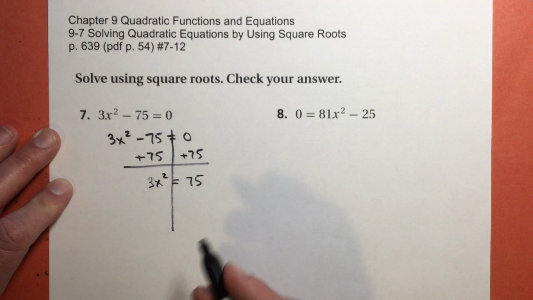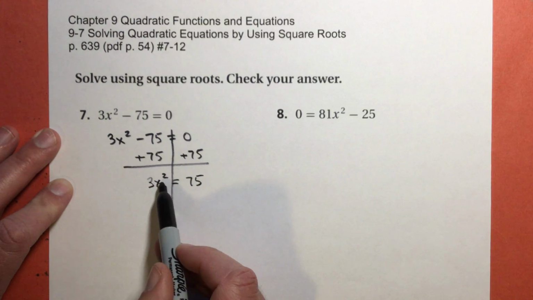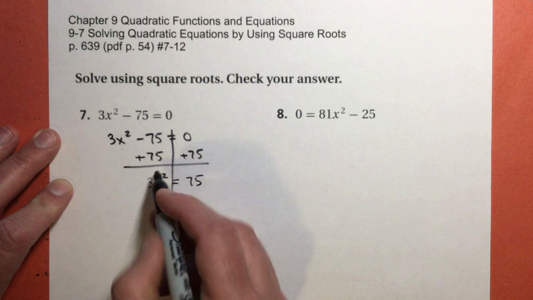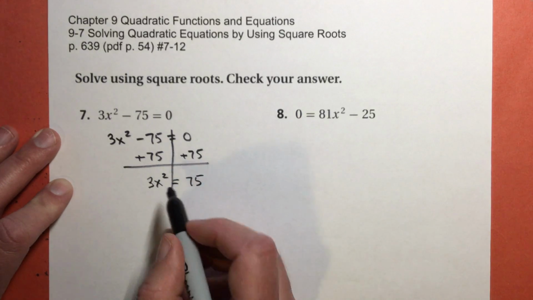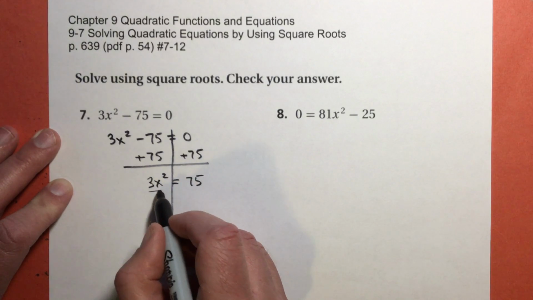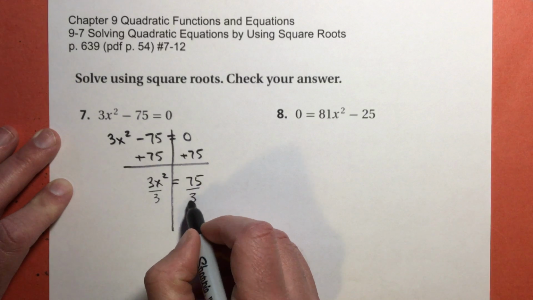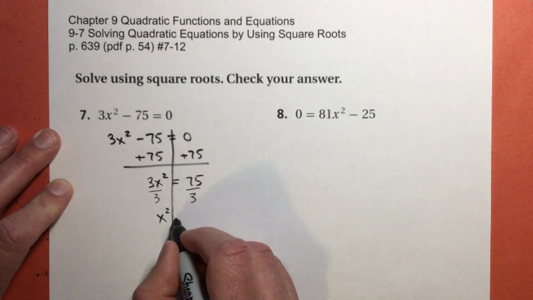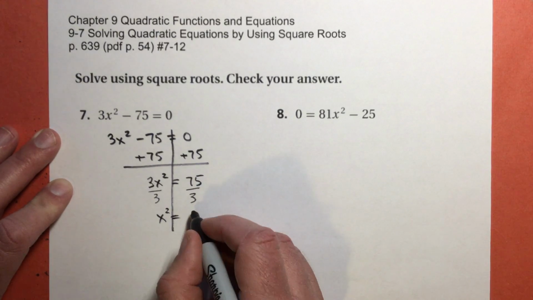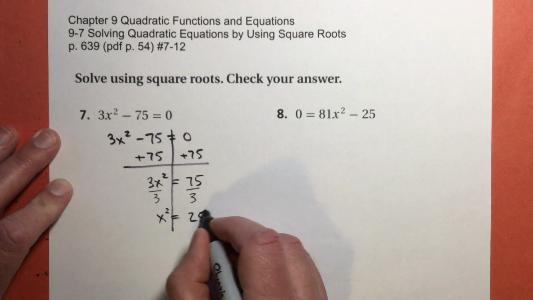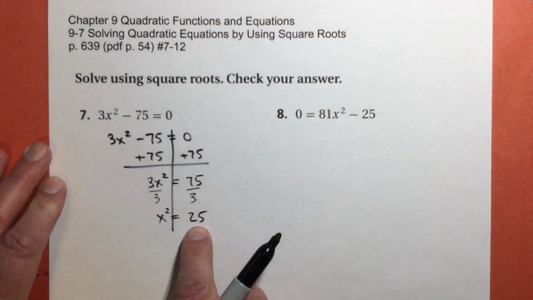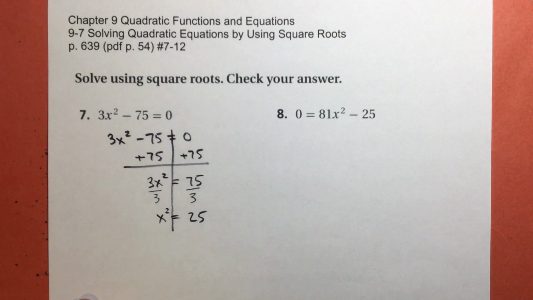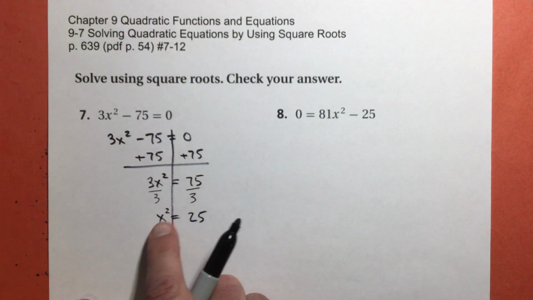All right. Now I need to isolate the x squared. I want to do something to eliminate this 3. I'm multiplying by 3, so now the opposite is to divide by 3. And I get x to the second power equals 75 divided by 3 equals 25. Now this step looks like the examples from the previous video where I just said x squared equals some number.